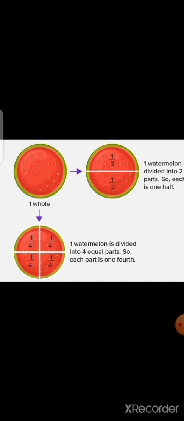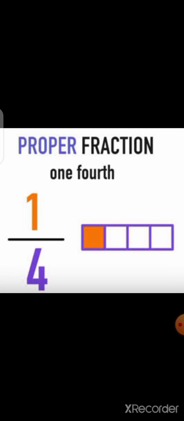We have also learned about proper fractions and improper fractions. Proper fractions are those fractions in which numerator is, very good, smaller than denominator. Here is an example: 1 fourth, 1 over 4. One part is shaded out of 4 equal parts. So this is the example of proper fraction.